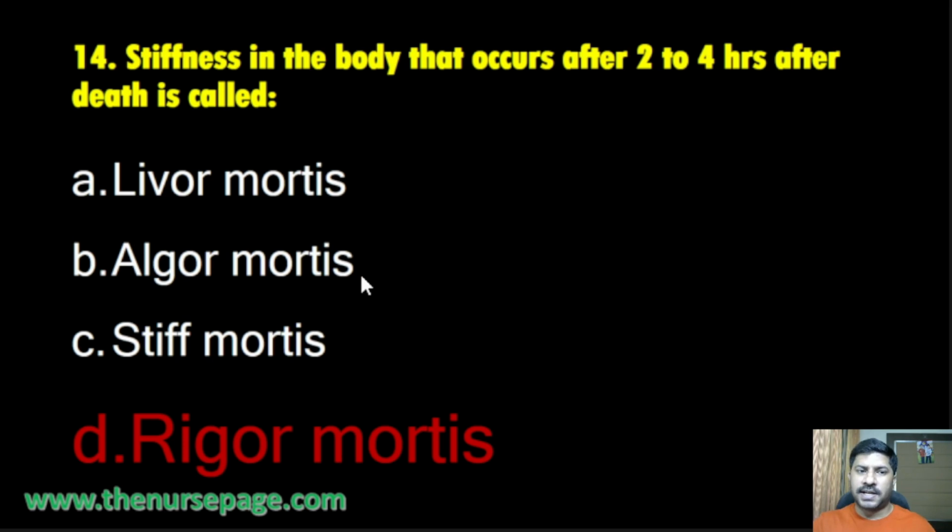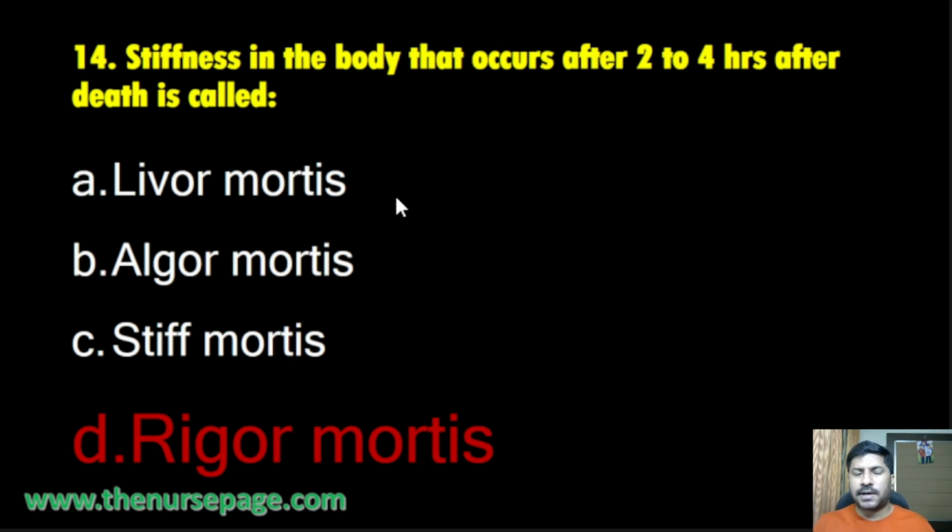Algor mortis we already discussed, that is the gradual decrease in the body temperature after death. Livor mortis means the blood will go into the dependent or lower part of the body due to gravity. Livor mortis means gradual moving of the blood into the lower or dependent part of the body after death. Rigor mortis means stiffening of the body.